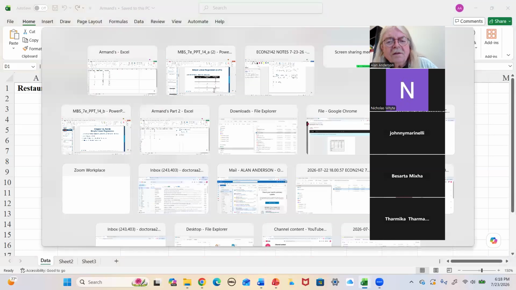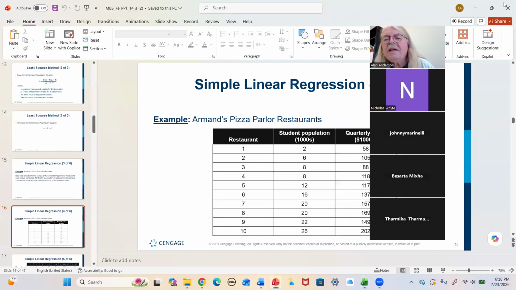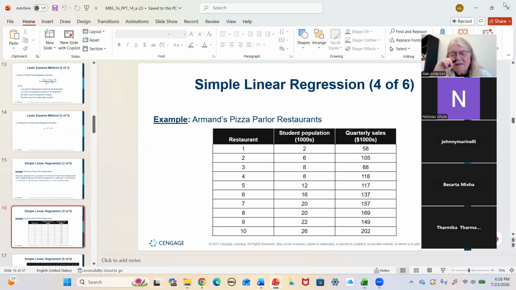So, what they're saying is, Armand's is a chain of pizzerias, and they want to know if their quarterly sales depend on this local student population. Yes or no? And if so, how much does the population affect the sales? It's not enough to say, sure, lots of college students eat pizza, but we'd like to know, if one more student moves into the neighborhood, what would that do to our sales? That's where you can find out with regression analysis.